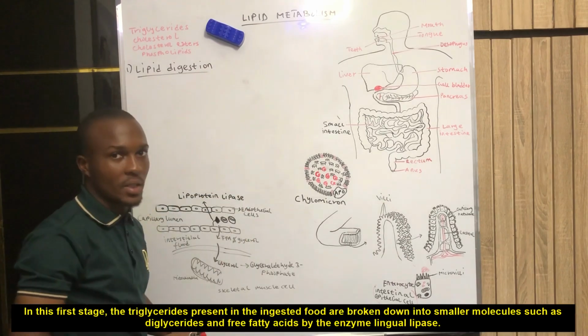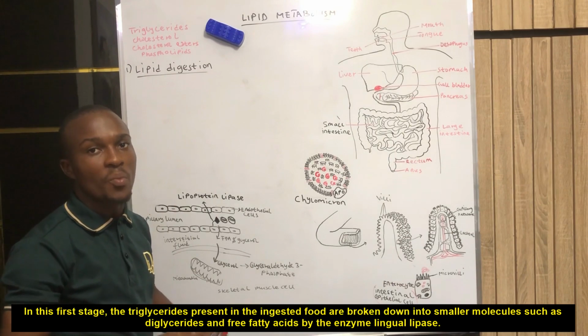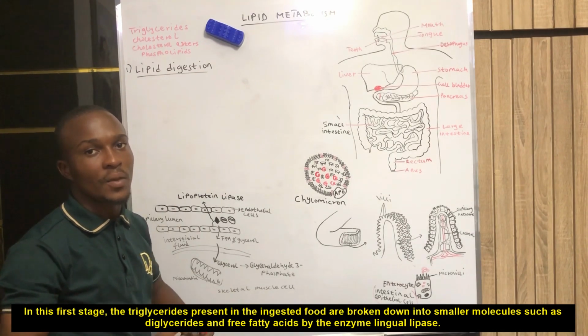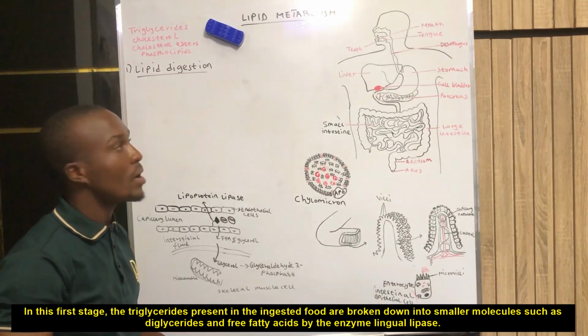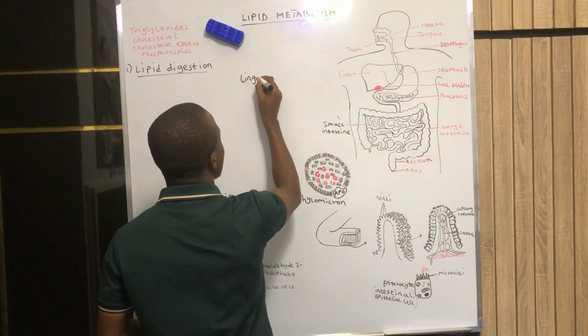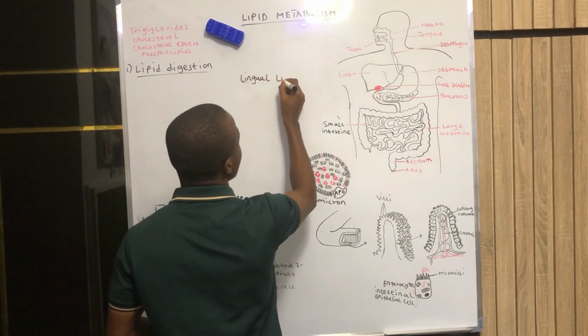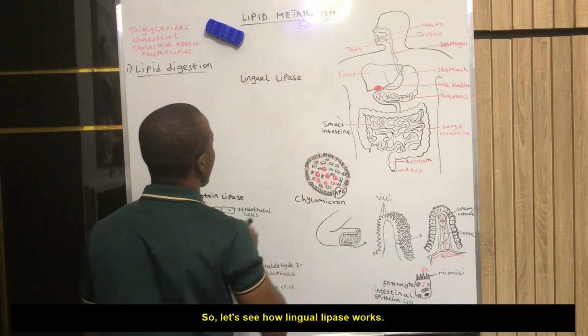Now, in this first stage, the triglycerides present in the ingested food are broken down into smaller molecules such as diglycerides and free fatty acids by the enzyme lingual lipase. And this enzyme lingual lipase is produced and secreted in the tongue. So let's see how lingual lipase works.